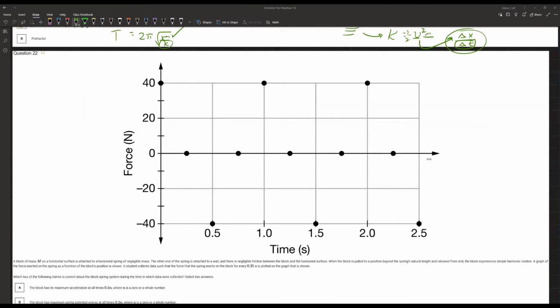Let's go to the last one here for this part. A block of mass M is on a horizontal surface that is attached to a horizontal spring of negligible mass. The other end of the spring is attached to a wall, and there is negligible friction between the block and the horizontal surface, and the block is set into simple harmonic motion. A graph of the force exerted on the spring as a function of the block's position is shown. A student collects data such that the force that the spring exerts on the block for every 0.25 seconds is plotted on the graph as shown.